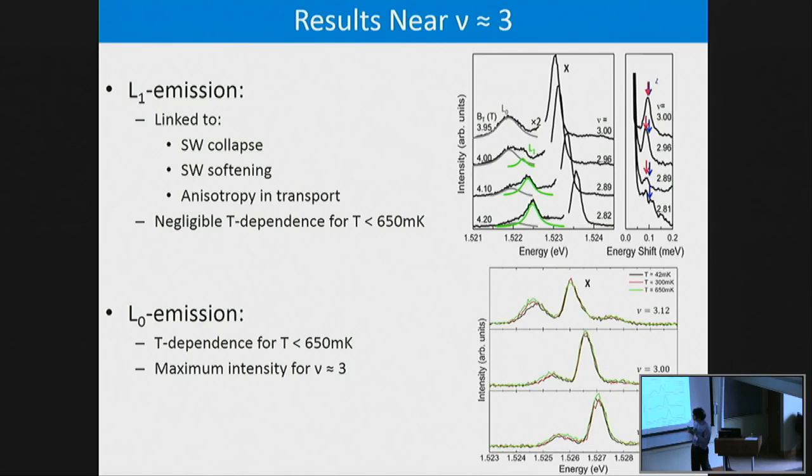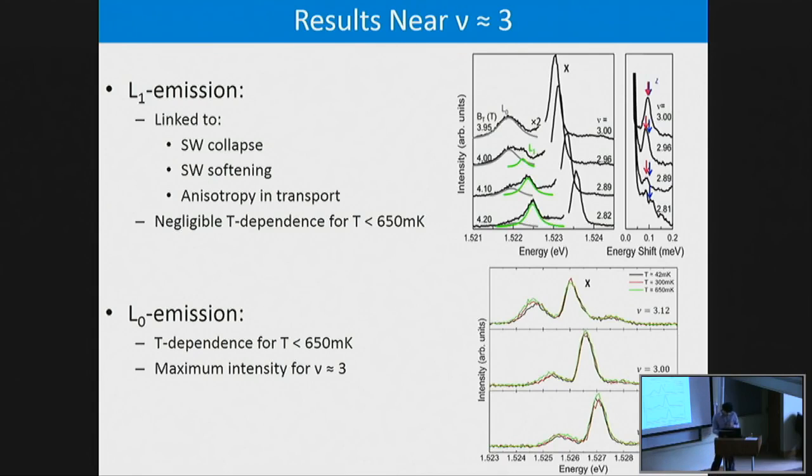Whereas the L0 peak appears to just be resulting from insulating phases. It's worth noting that at even higher temperatures, the L1 peak really collapses, and the L0 peak just keeps increasing in intensity.